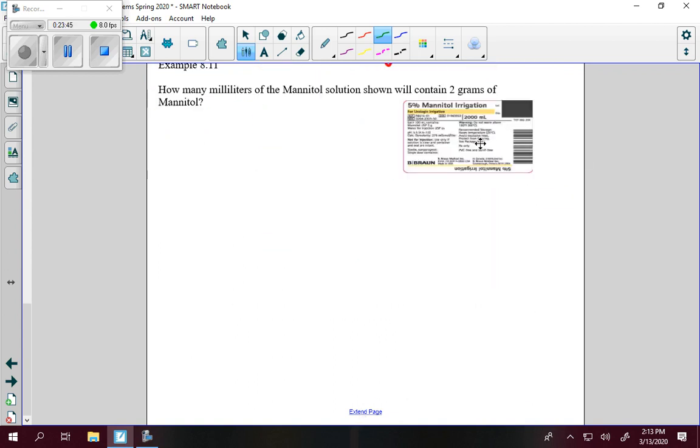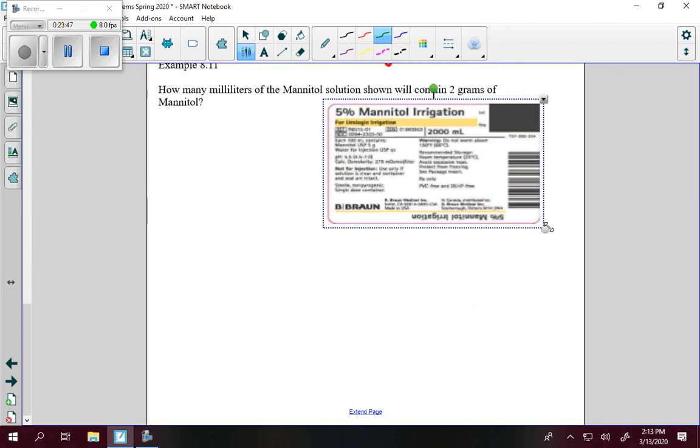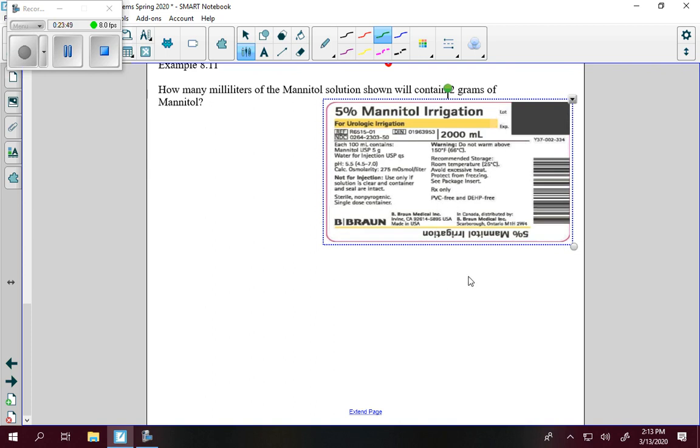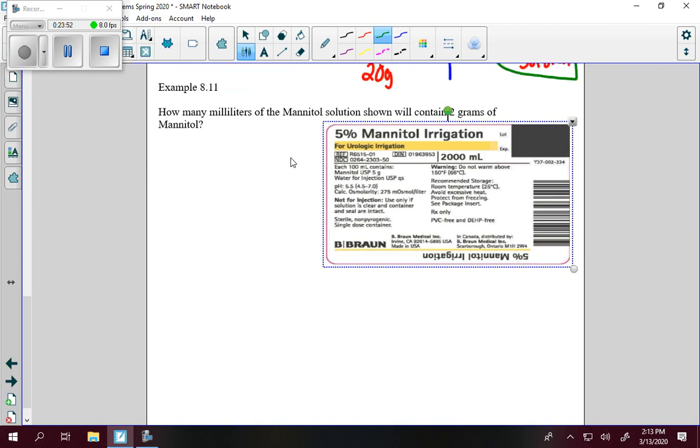All right, the last one on this page here says there are 5% mannitol irrigation. Just kidding. The last one here says how many milliliters of mannitol solution shown will contain 2 grams of mannitol. So my first step said that I had to make the strength as a fraction, percent, or ratio. If I look here, there are 2 ways I can find the strength. This is the first way. The easiest way for me is 5%. So it would be 5 over 100.